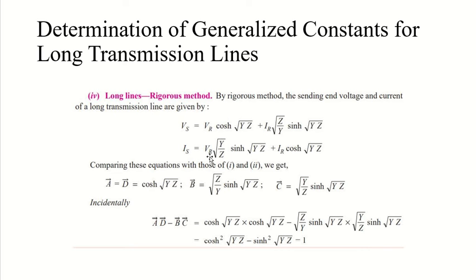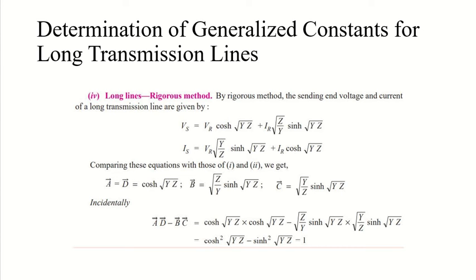And in the same way, in the formula of Is, except for Vr, the other remaining term is C. So what is the remaining term? It is under root of y by z sinh under root of yz.